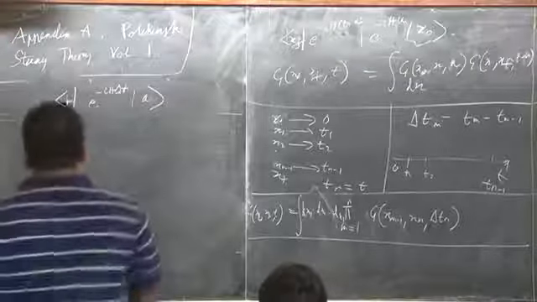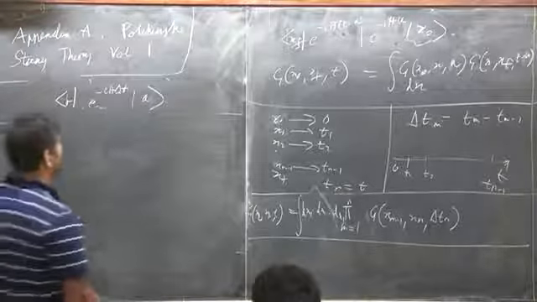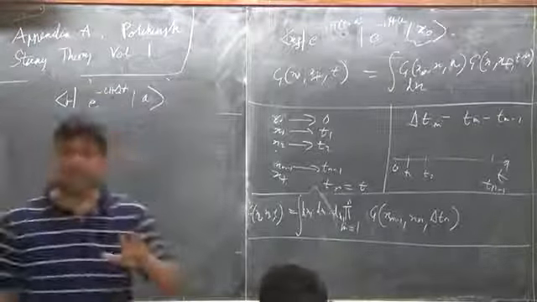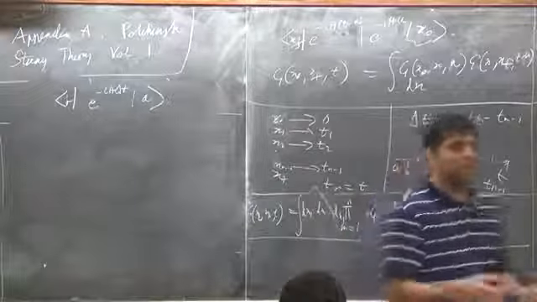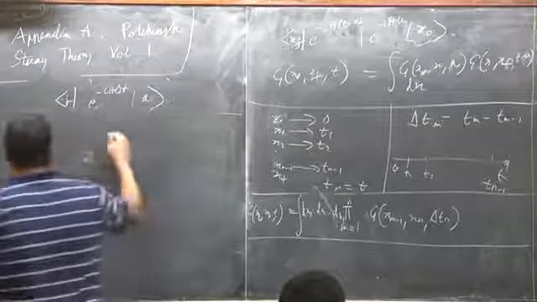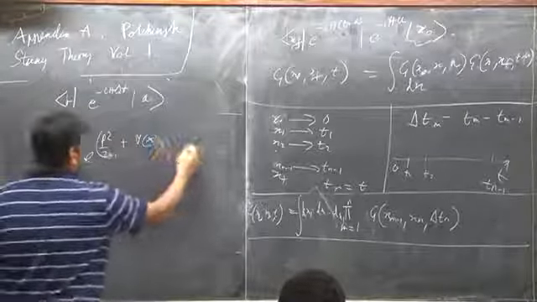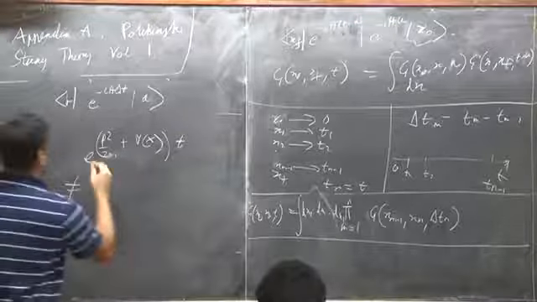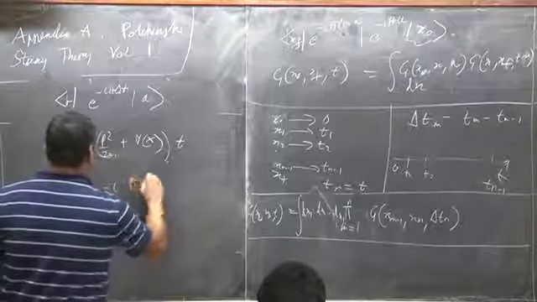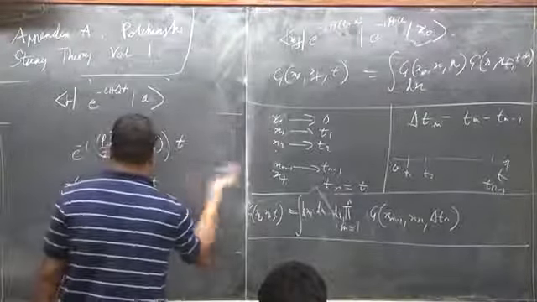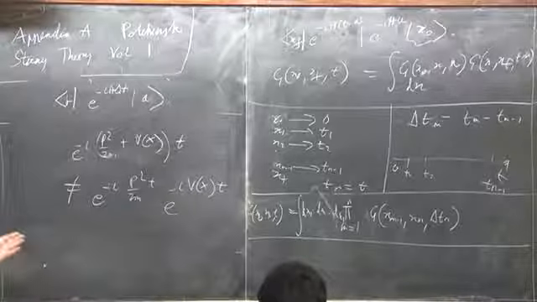The other way to do this computation goes as follows. The first thing to do, I rubbed out this H, but you remember, it's p squared by 2m plus V of x. And the first thing to remember is that in general it's not true that e to the power minus i times (p squared by 2m plus V of x) times t is equal to e to the power minus i p squared by 2m t times e to the power minus i V of x t. This is not true.